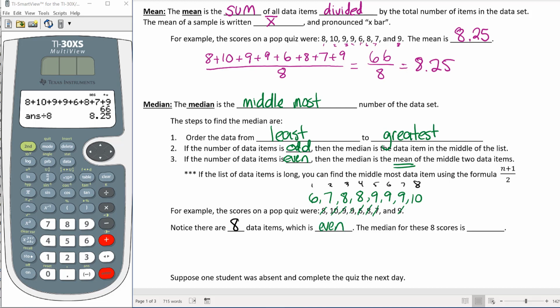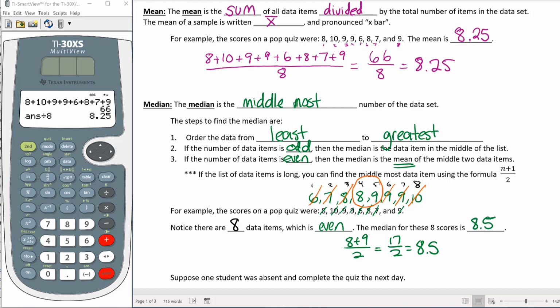Okay. So if I'm trying to find the middlemost number, I could just cross off the first one and cross off the last one, and then cross off the next one and keep going all the way until I get to the middle values. Now, there's 2 middle values here, so I'm going to take 8 plus 9 and divide them by 2. Because it's even, I have to add them up and divide by 2. So 17 divided by 2 is going to be 8.5. So the median for these 8 scores is 8.5.